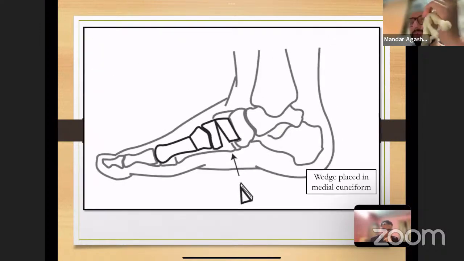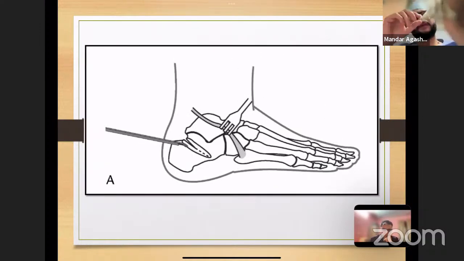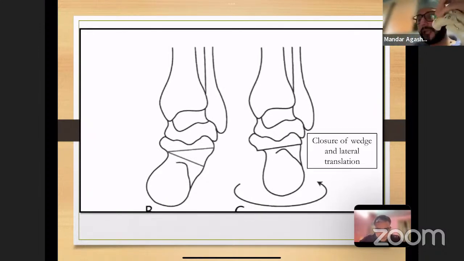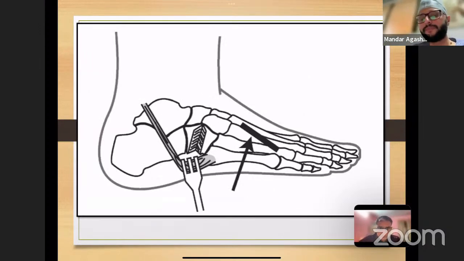Next, this is how the graft is placed. Next is an oblique incision for the calcaneum. You go subperiosteally, elevate the peroneum. And it's an oblique osteotomy, which is a lateral-based close-wedge osteotomy with a mild sliding. So it's a lateral translation and a close-wedge osteotomy. So it's a closure of the wedge with a lateral translation.